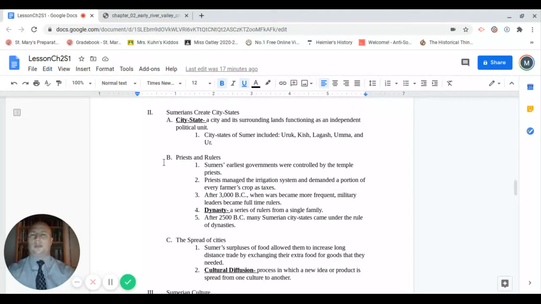Priests and rulers. We'll talk a little bit about some of the key ruling bodies and governing officials. The earliest governments in Sumer and really worldwide were controlled by what we know as temple priests. These priests would manage everything. Pretty much they would manage the irrigation system. They would demand a portion of every farmer's crop as a form of taxes. You paid your taxes by giving a certain amount or weight of grain. That's basically how you paid your taxes back then. Today, it's a portion taken out of your paycheck.